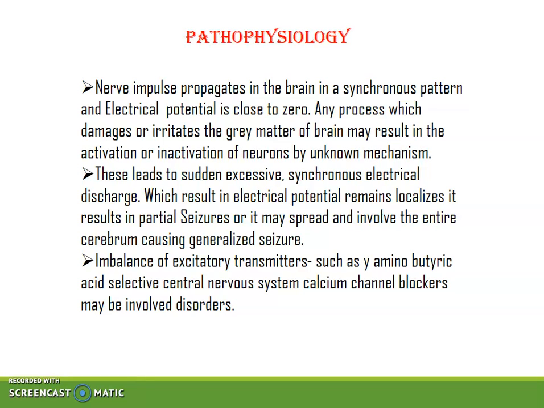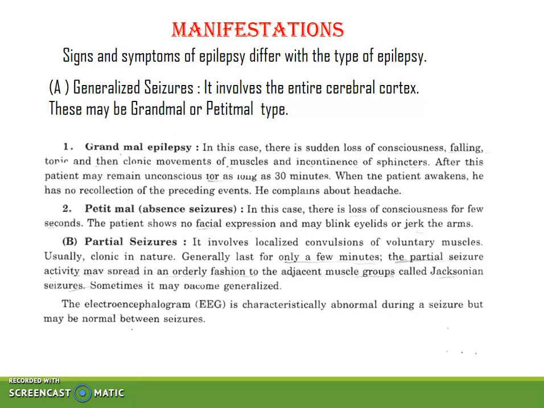Imbalance of excitatory transmitters such as gamma-aminobutyric acid, selective central nervous system calcium channel blockers may be involved in the disorder. Manifestations, that is signs and symptoms of epilepsy, differ with the types of epilepsy. So first is generalized seizure. It involves the entire cerebral cortex and this may be due to grand mal or petit mal type.